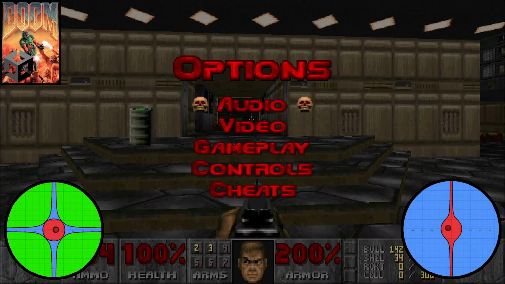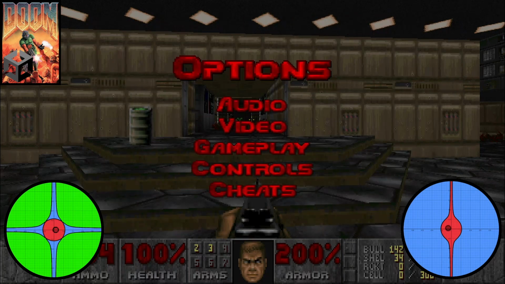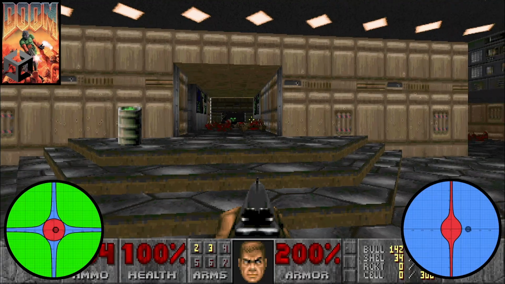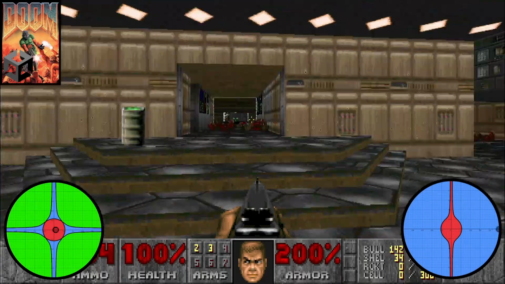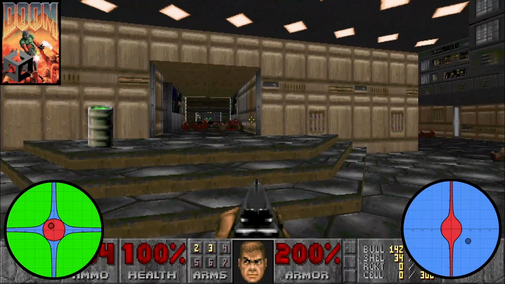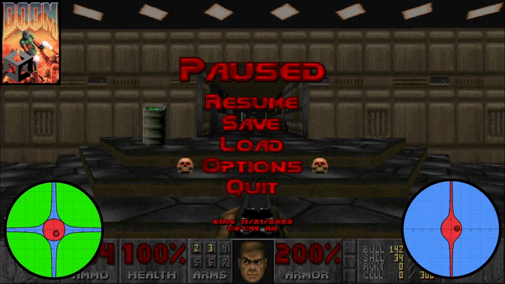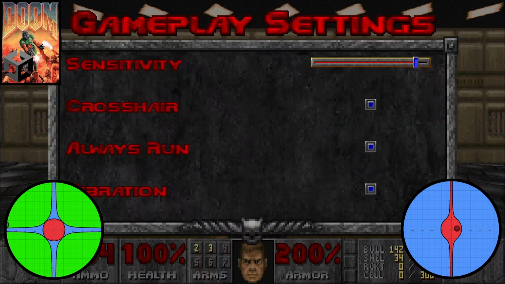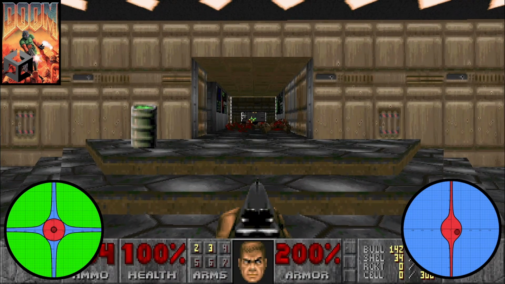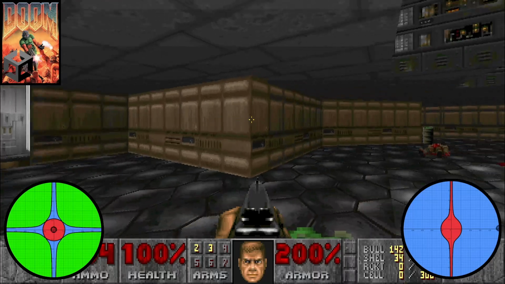First off, this port is the first to give sensitivity options. So at the maximum sensitivity, this is about 390 degrees per second, just short of what the PC BFG edition had. At the minimum sensitivity, this has about 78, 79 degrees per second.